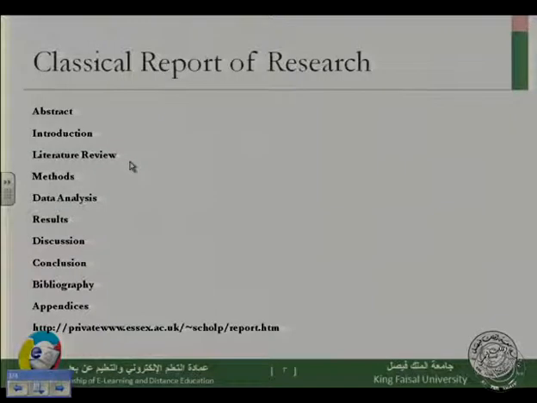This is the structure. Next class or next lecture, we are going to talk about each one in specific and in details to know how to write each of these items.